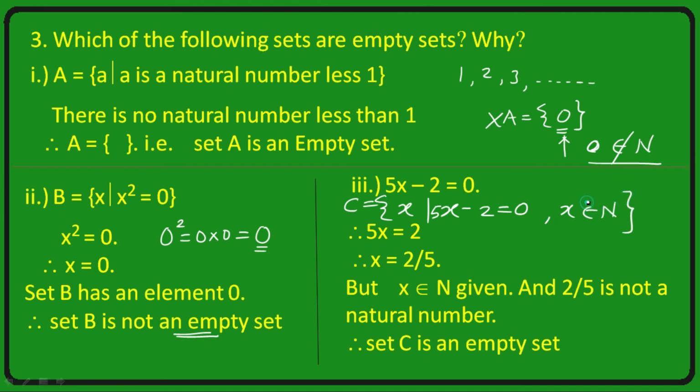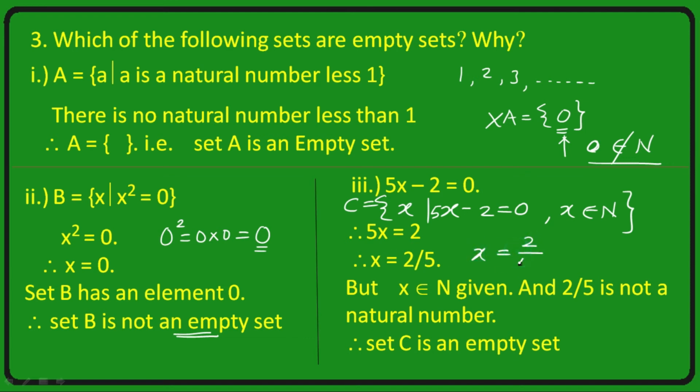Here this sign stands for element of natural number. This example is not given completely, so I make one correction here like this. C is the set of all x such that 5x minus 2 is equal to 0, but x is a member of natural numbers. If we solve this given equation 5x minus 2 is equal to 0, then we get 5x is equal to 2 and x is equal to 2 upon 5.